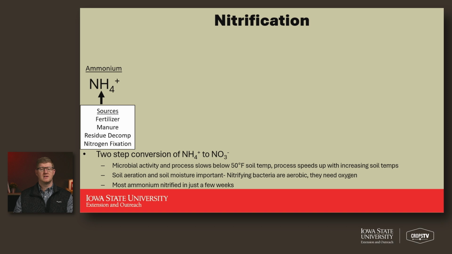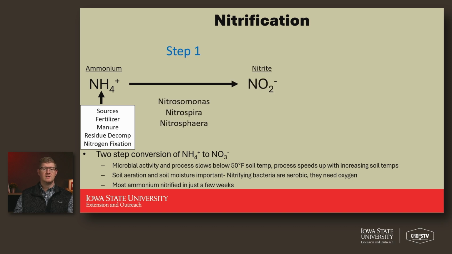So, this process is actually two steps. The first step is the conversion of ammonium to a molecule that we call nitrite. So this is NO2 minus. You may or may not have heard of nitrite before. If you haven't, that's fine. It doesn't exist in our soils for very long. And in fact, we don't want it to exist in our soils in a large amount because it can actually be toxic to plants.